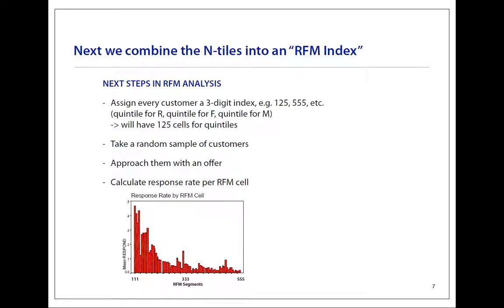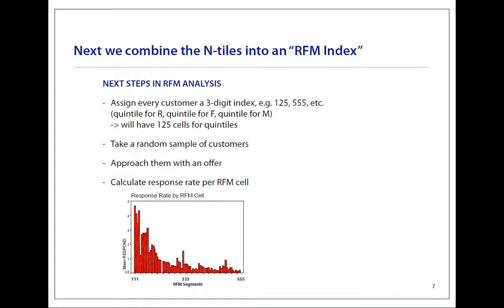What we will do next is run a small test, a test experimentation. So we'll make a random draw of customers from the whole database, and then we send this particular offer to everybody, to every customer in this random sample. And because this sample is randomly drawn from the whole database, it will also have 125 RFM segments, the same as the whole database.